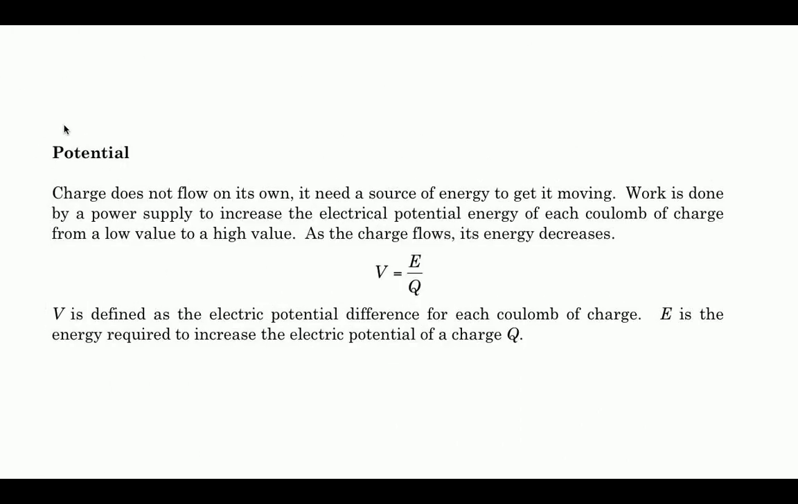So let's talk about potential as a different part of this lesson. We've talked about current and addressed that. Let's talk about potential. We know that charge doesn't flow on its own. Electrons don't flow all by themselves. They need some source of energy to get them moving. Work is done by a power supply to increase the electric potential energy of each coulomb of charge from a low value to a high value. And as charge flows, its energy decreases. So here we have the potential is equal to energy divided by charge. V is defined as this electric potential difference.